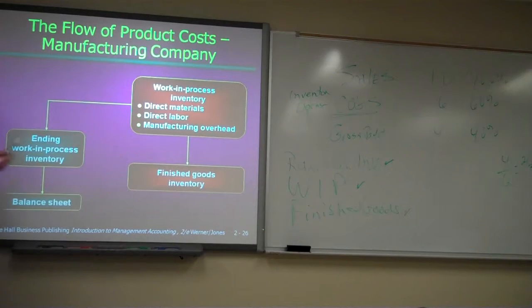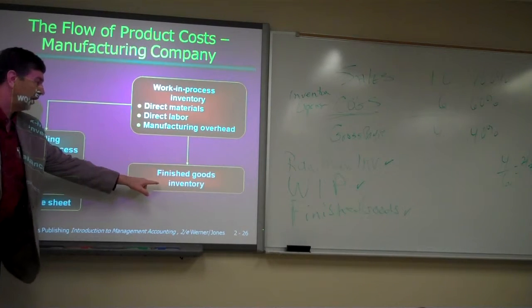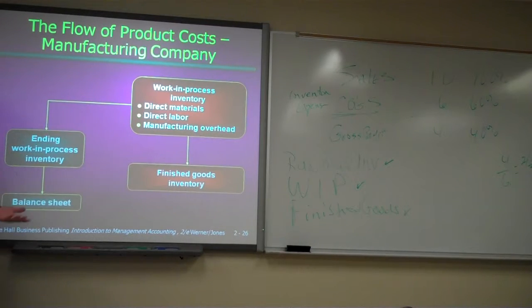Well, what about if you didn't get finished with the job? At the end of the period, it's going to be in work in process. And that work in process at the end of the period will have direct materials, direct labor, and overhead. And that will be on the balance sheet. Both of those will be on the balance sheet because you have not sold them yet.